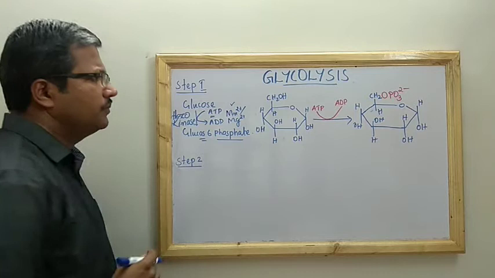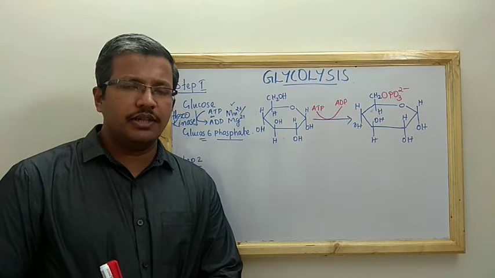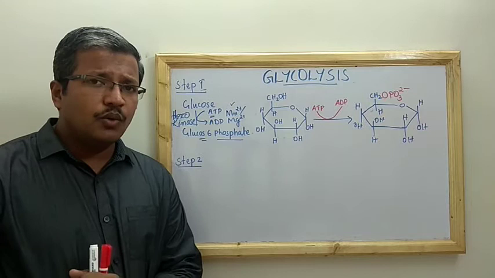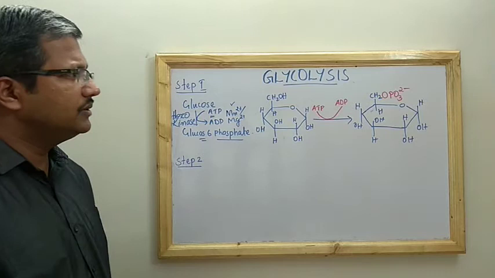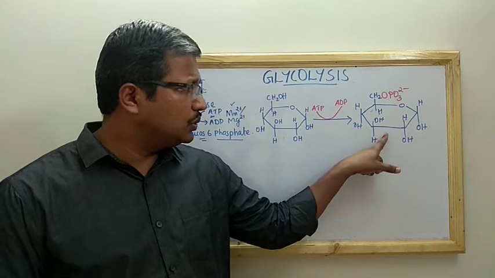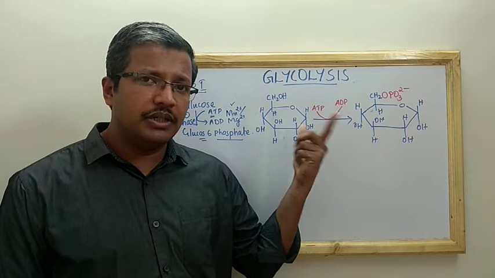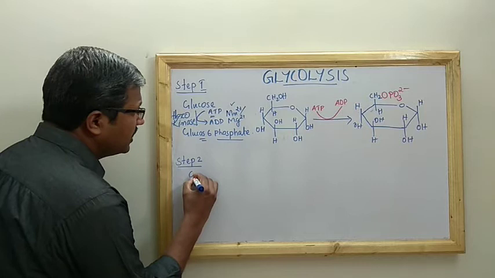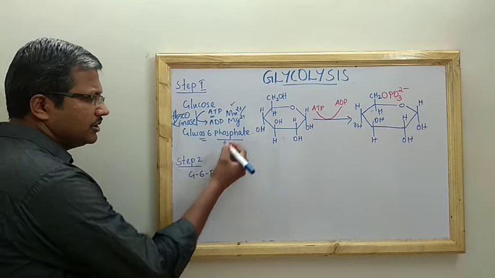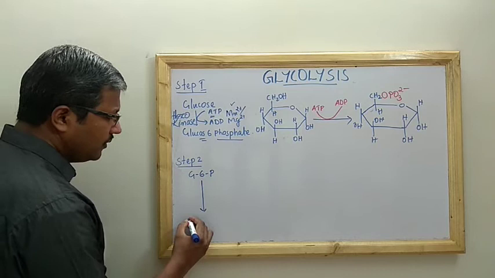Step 2 is an isomerization reaction. We know the class of enzyme, isomerase. The name that we are telling here will represent the isomerase class. The phosphate-containing glucose is converted into phosphate-containing fructose. That is the step we can see here. So I am making glucose 6-phosphate like this, as we already mentioned the full name here. And this one will be converted into fructose 6-phosphate.